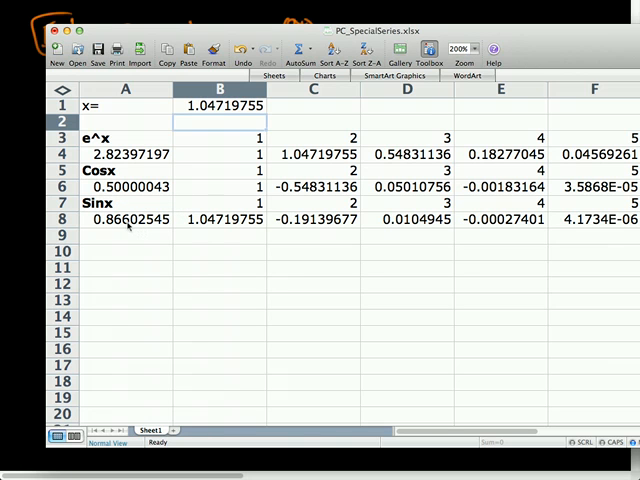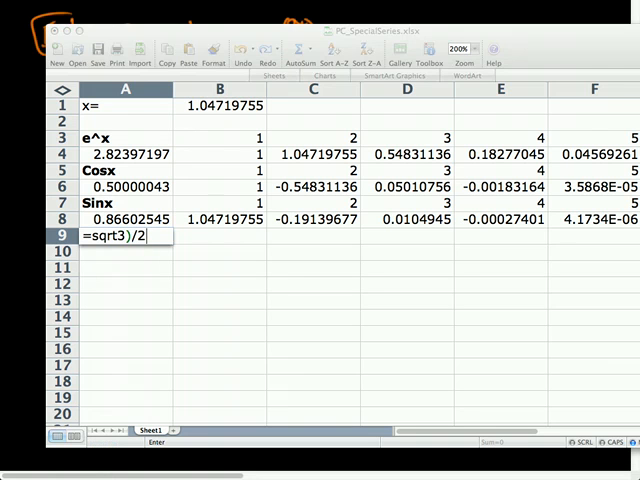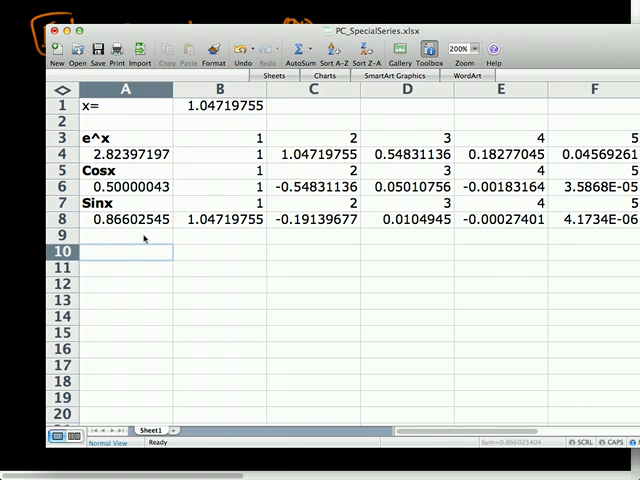Sine, what is sine of pi over 3 equal to? Square root of 3, well done, sir, divided by 2. What did my formula contain? Oh, yikes, I need a parenthesis there, don't I? So, wow, that's pretty close. Pretty close there, if I might say so.